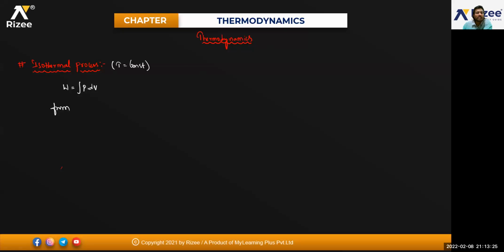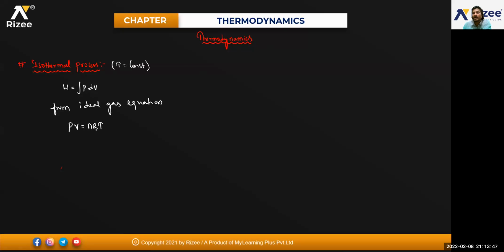So in an isothermal process, what is remaining constant, beta? Temperature is remaining constant. So work done in an isothermal process is calculated from the formula W equals the integral of P dV. So from your ideal gas equation, PV is equal to nRT.